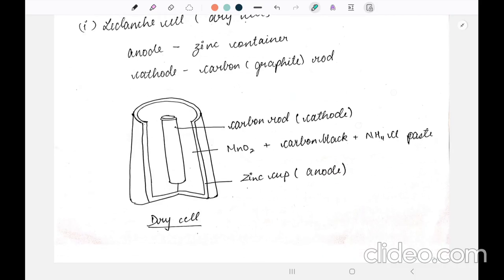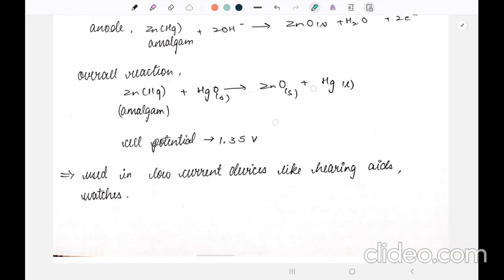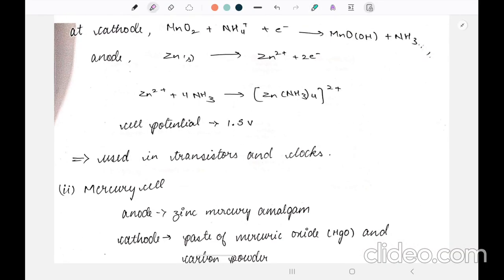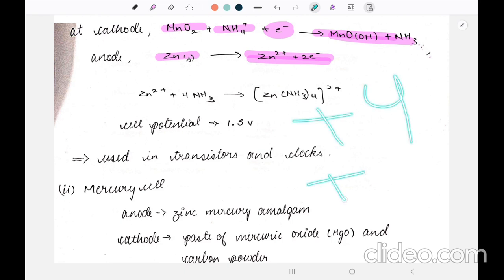The reactions occurring at the cathode are represented as follows: MnO2 plus NH4+ plus 1 electron gives MnO(OH) plus NH3. And at the anode, Zn becomes Zn2+ and releases 2 electrons. In the reaction at the cathode, the manganese is reduced from +4 oxidation state to +3 oxidation state.